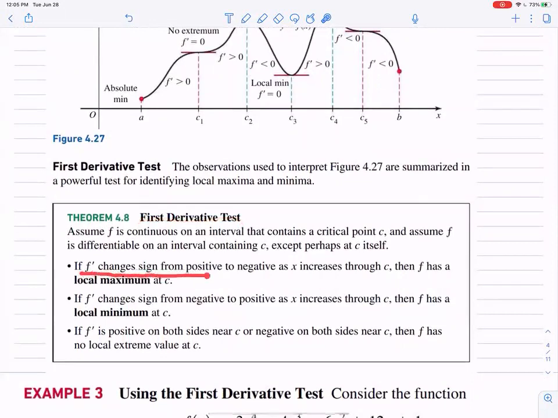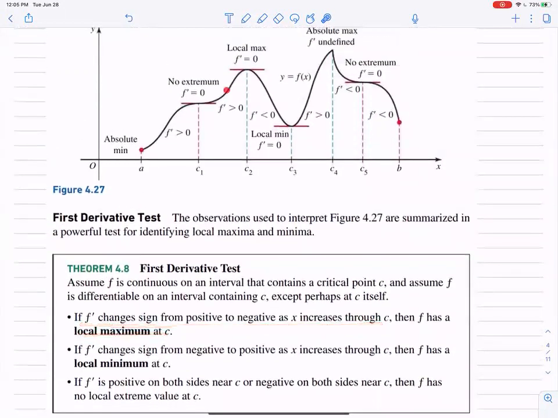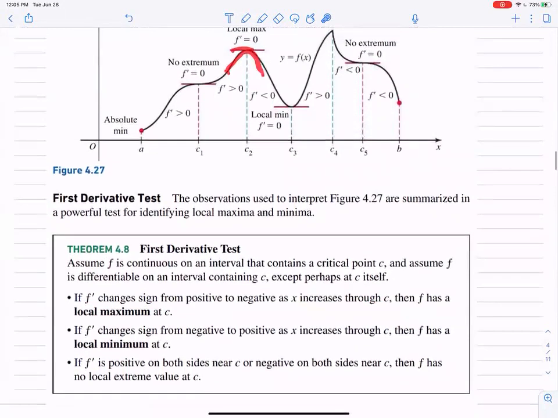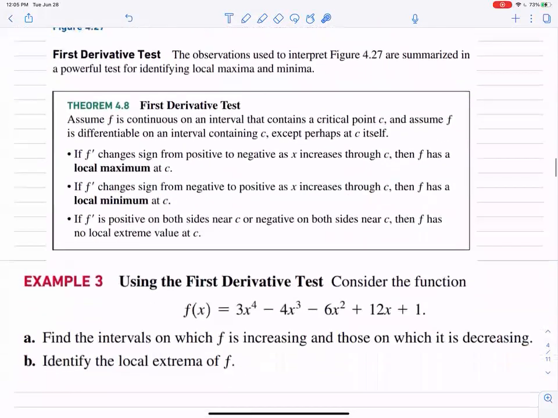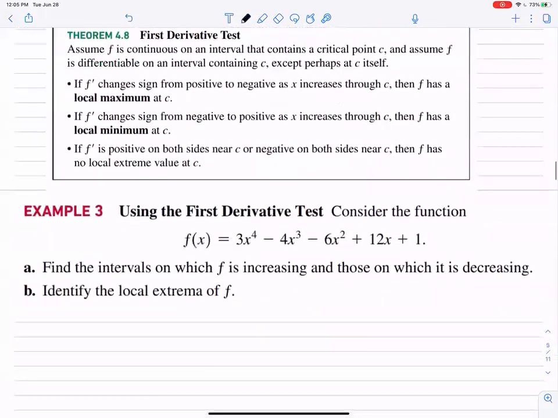If f prime changes sign from positive to negative, then f has a local max, right? If we go from positive to negative, so increasing to decreasing, we're a local max. If f prime changes from negative to positive, these are all for critical points, by the way, then f has a local min. So from negative to positive, local min. If f prime is positive on both sides or negative on both sides, then f is neither, right? So it's positive, 0, positive, so it's neither. Negative, 0, negative, it's neither. So this is the first derivative test. And so let's put it to practice.